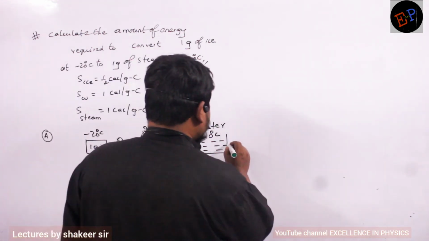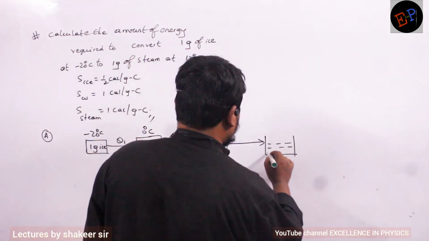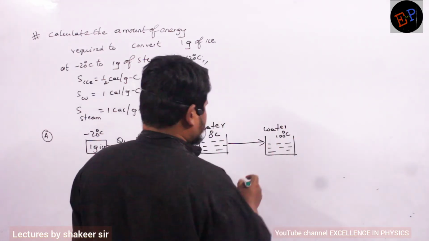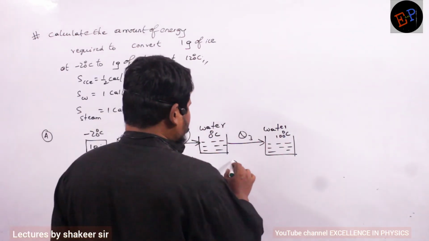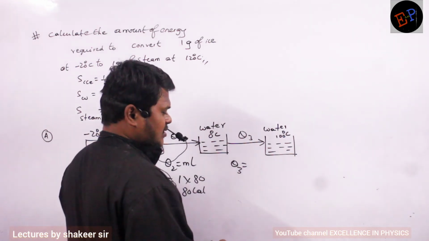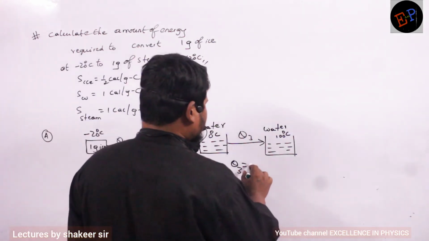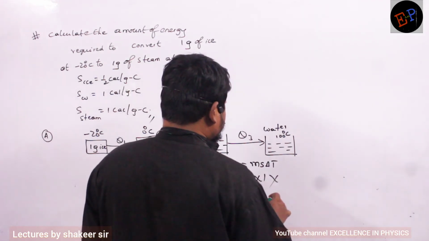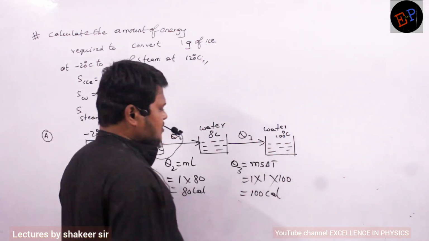Then if I continue heating this water, it remains water only, but at 100 degrees Celsius. So here the heat energy supplied is Q3. Q3 formula: m L delta T, m s delta T or m L? m s delta T. Why m s delta T? Temperature is changing. So mass is 1, specific heat is 1, and the change in temperature is 100. So 100 calories of energy I have to supply.